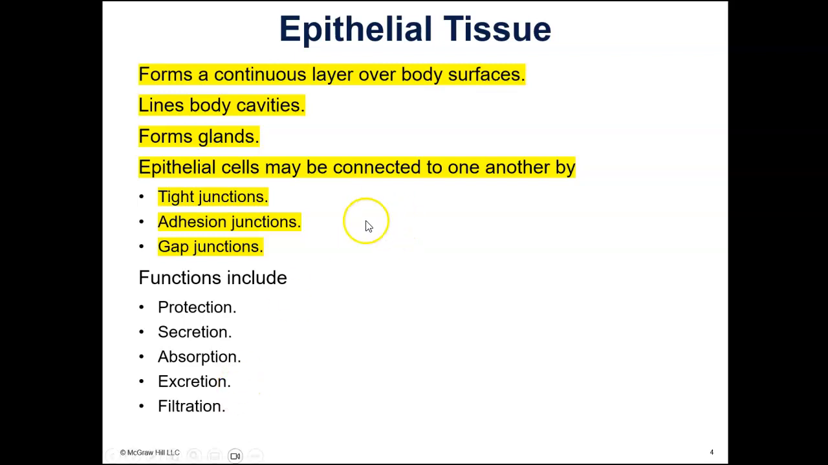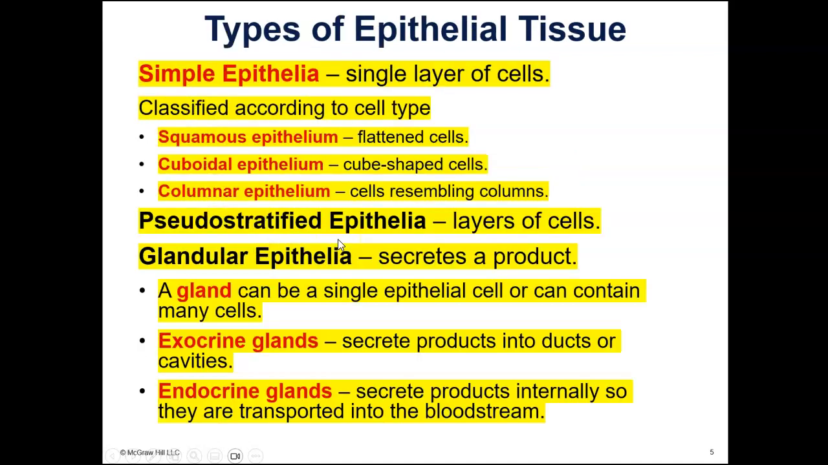For epithelial tissue, it's going to cover the body surface. So the outside layer of your skin, called the epidermis, is epithelial tissue. And then it's going to line your body cavities. And epithelial tissue will also form into glands. And then the cells of epithelial tissue are packed tightly together, so they are connected to one another through tight junctions, adhesion junctions, and gap junctions.